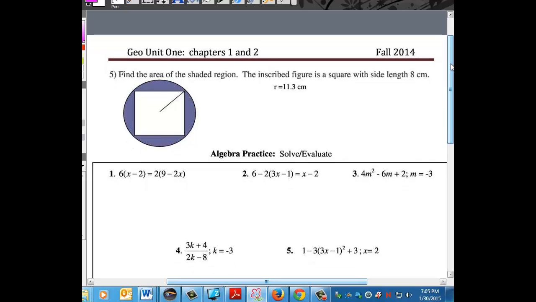On to problem 5. We're asked to find the area of this shaded region. Now, what appears to have happened here is we have a square that's been inscribed inside our circle. Let's first start off with what we know. We know that the square has a side length of 8. So I'm going to label all my side lengths as 8, 8, 8, and 8. And then we know that the radius is going to be 11.3.